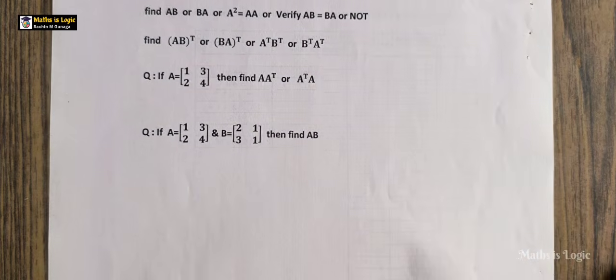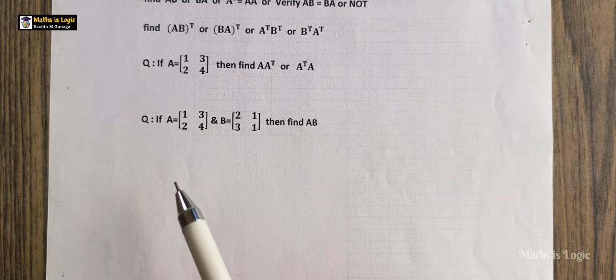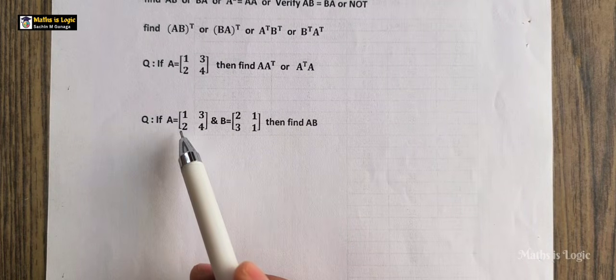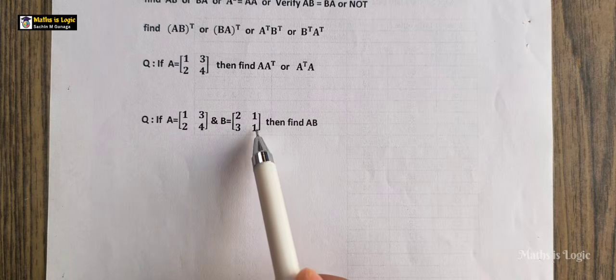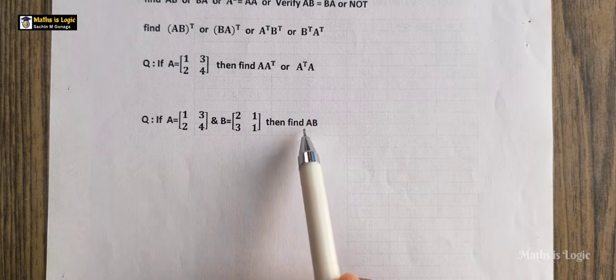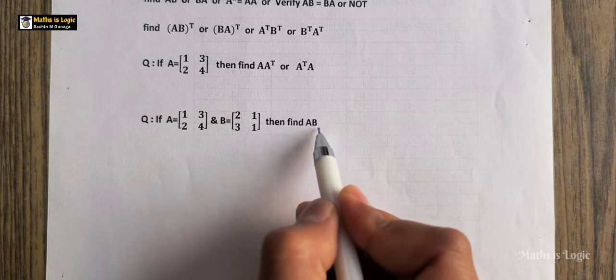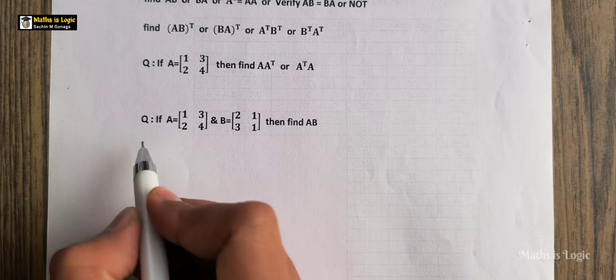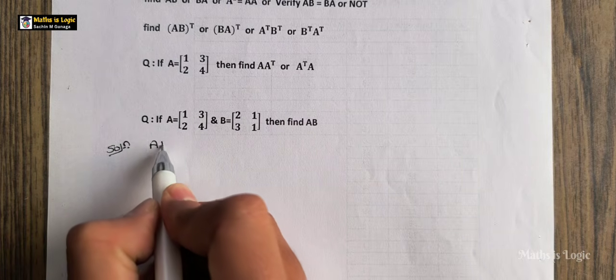Let's solve the examples. So this is the first example. What is that example? The A value they had already given, the B value is [2 1; 3 1]. We need to find out which value here, AB. First, whichever value you are finding, that you need to write first, AB.